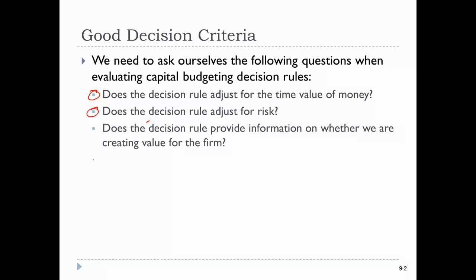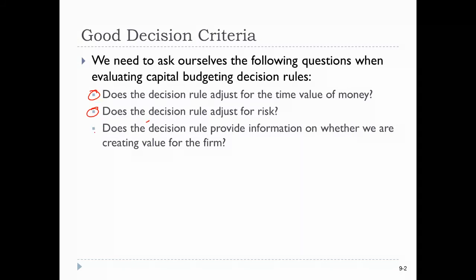Similarly, does the rule adjust for risk? Does it correctly reflect the fact that everybody is risk averse. Human beings are risk averse. We have to be compensated if we're going to take on any sort of financial risk, compensated in the form of a higher rate of return. And if you make an investment decision ignoring the risk of the investment, that can lead to some bad outcomes. So we want to make sure that's the case as well.